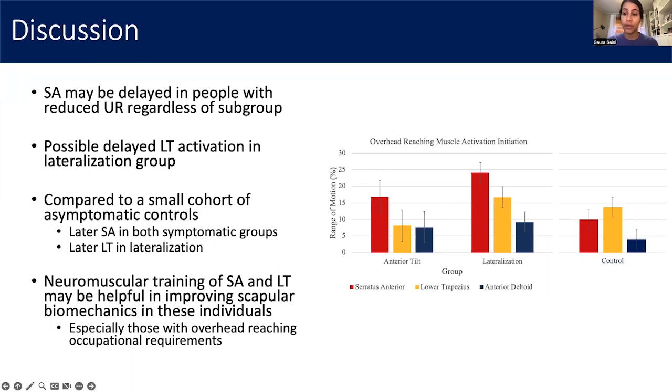Overall, this is showing that there may be a benefit to training the serratus anterior and lower trapezius in people who have reduced upward rotation. And this information may be helpful for us to be able to target training to optimize biomechanics for the individual's job requirements based on the movement patterns that they're demonstrating.